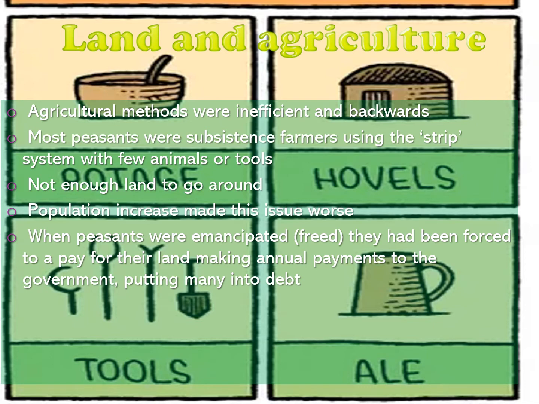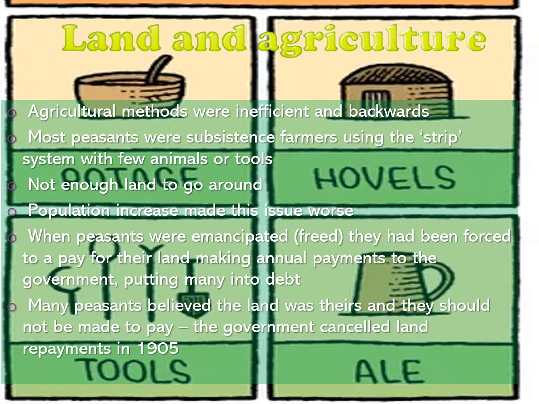When they were emancipated and freed, they had been forced to pay for their land by making annual land payments to the government, and this put a lot of people in debt. So if you wanted to stay on the land that you had maybe been born on and grown up on and worked on, you had to pay for it to the noble that now owned it. So realistically, you're not really any better off once you're freed if you are a peasant. A lot of the peasants genuinely believed that the land was theirs and they should not be made to pay because they'd been on it for so long and had grown up on it.